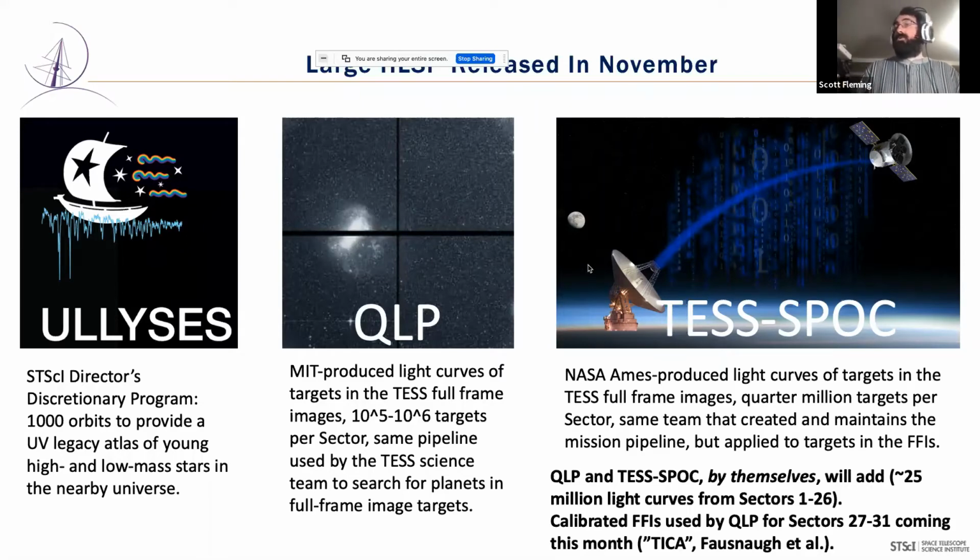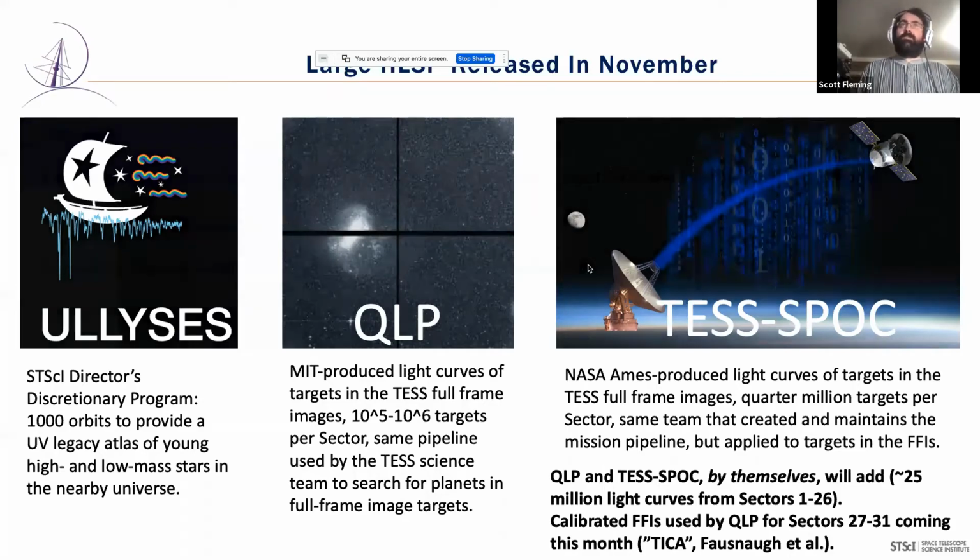Upcoming, we're going to be releasing probably this month, calibrated full-frame images that were used by the QLP from sectors 27 through 31 called TICA, which is upcoming very soon. And so even if somehow QLP hasn't provided a target's light curve for you, you would be able to use even these calibrated FFIs to be able to extract your own aperture photometry and do some science with those.